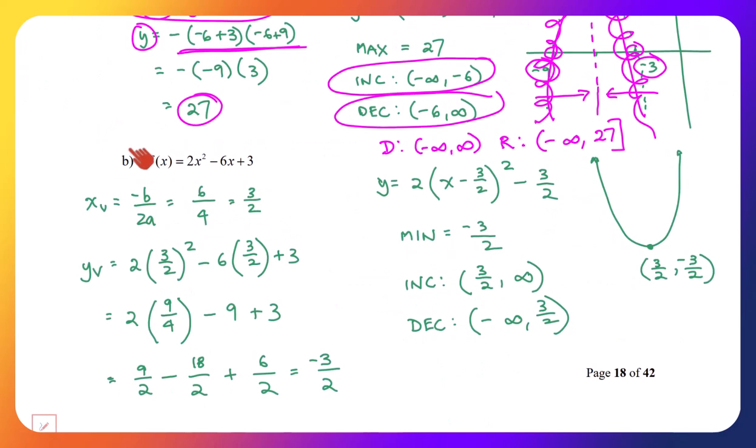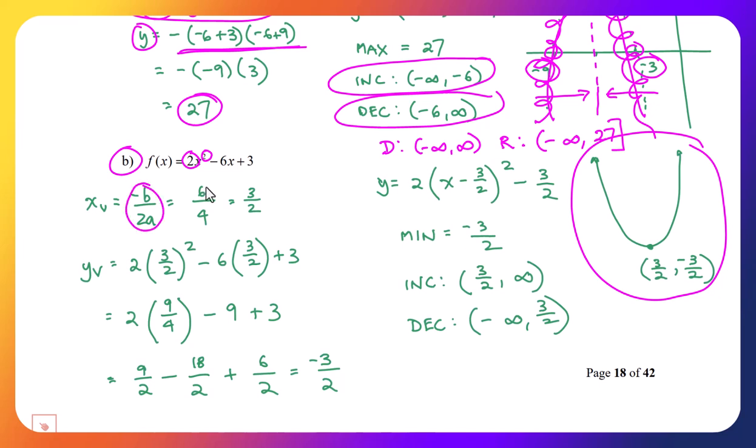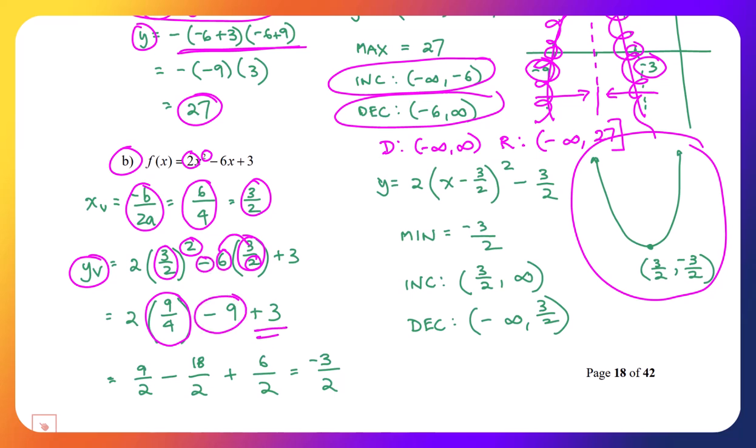Let's get an idea of what's happening for this parabola, second degree. The a value is positive, so it's going up. Negative b over 2a, the opposite of negative 6 is 6, 2 times 2 is 4, reduce that to 3 halves. Put it in for x, so we can find the y-coordinate of the vertex. Squaring 3 halves, we get 9 fourths. 2 goes into 6 3 times. 3 times 3 is 9. We're subtracting it. We're adding 3.